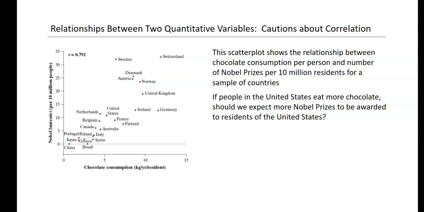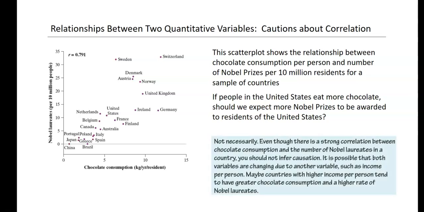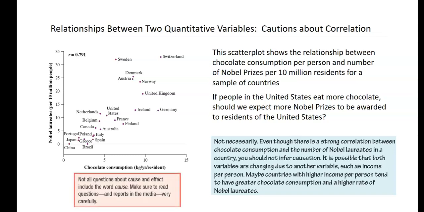But actually remember, just because this may have a strong correlation doesn't mean that eating chocolate is causing more people to get Nobel Prizes. There might be another variable around, a confounding variable that we will learn about later. Not all questions about cause and effect use the word cause. So make sure to read headlines in the newspaper. Sometimes they imply causation, but they don't actually use the word cause.